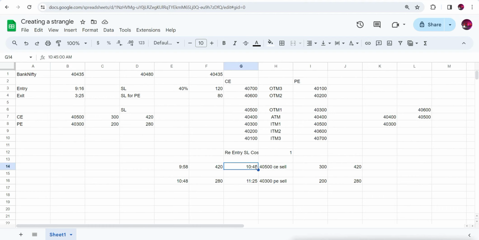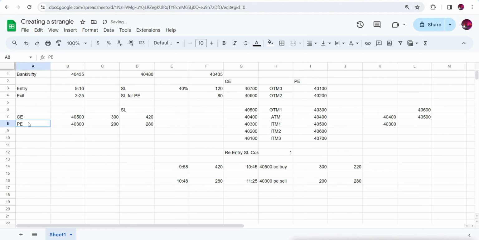But what re-entry at cost reverse does is it reverses the position from CE sell to CE buy. It means if the price comes back again to 300, it will buy the call instead of selling the call. So it simply buys the call at 300 rupees. Stop loss will be the same, 40%. For a buy, the stop loss will be 80 points, which means the stop loss will be at 220.